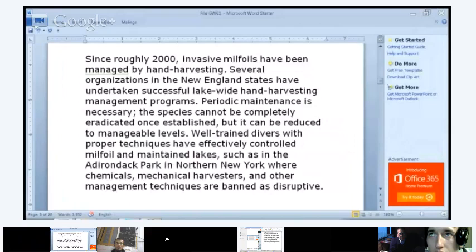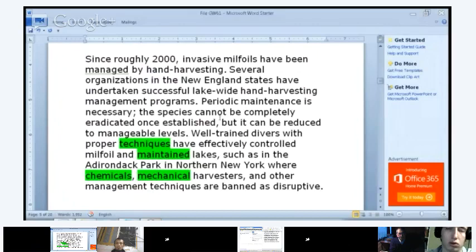Well-trained divers with proper techniques have effectively controlled milfoil and maintained lakes, such as in the Adirondack Park in northern New York, where chemicals, mechanical harvesters, and other managing techniques are banned as disruptive.